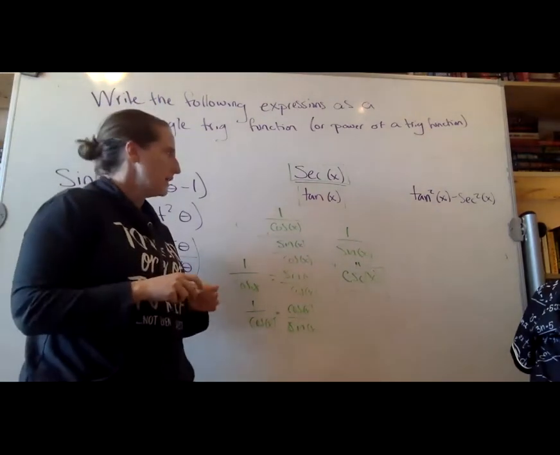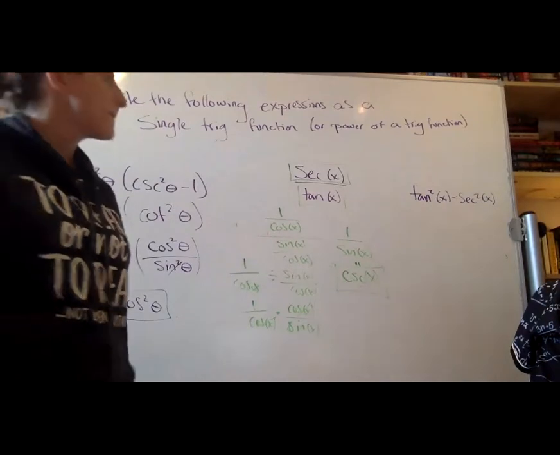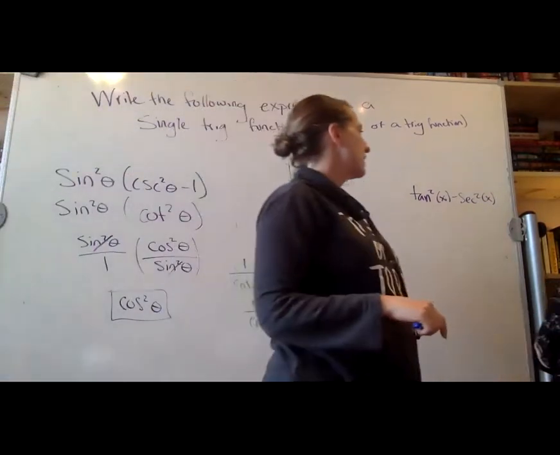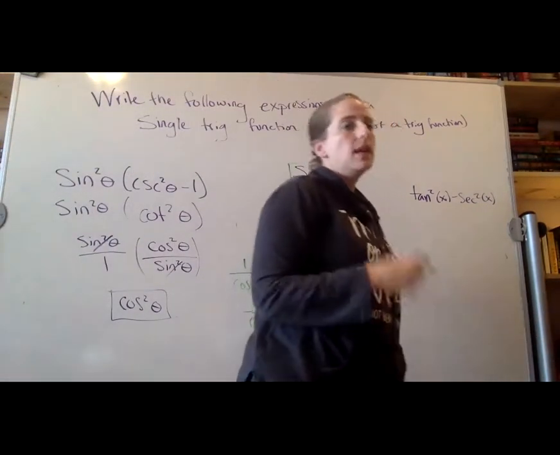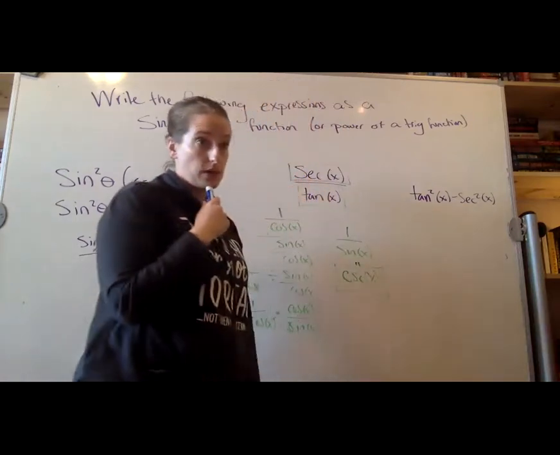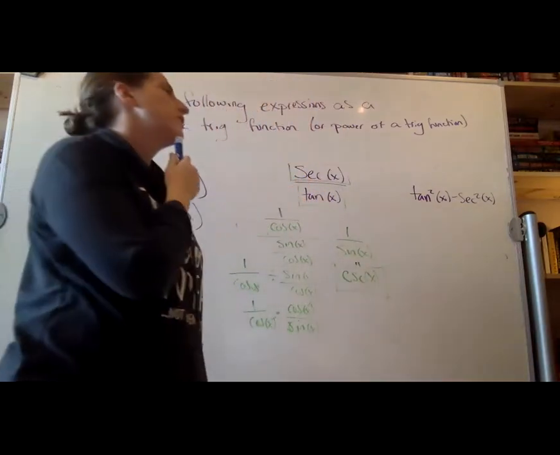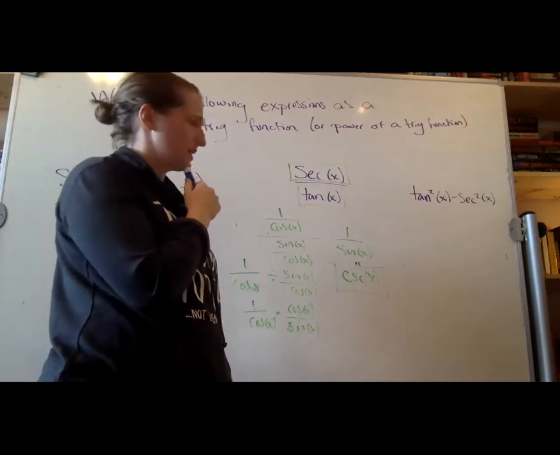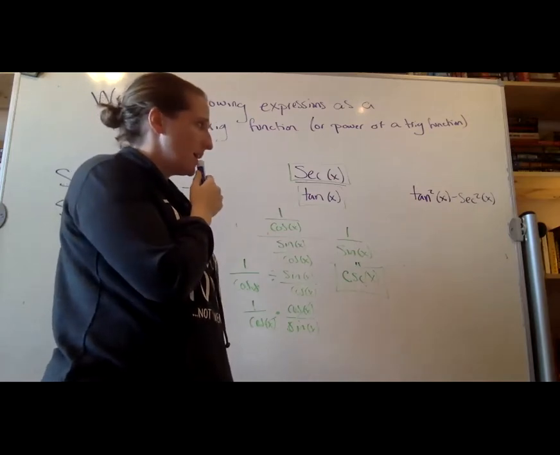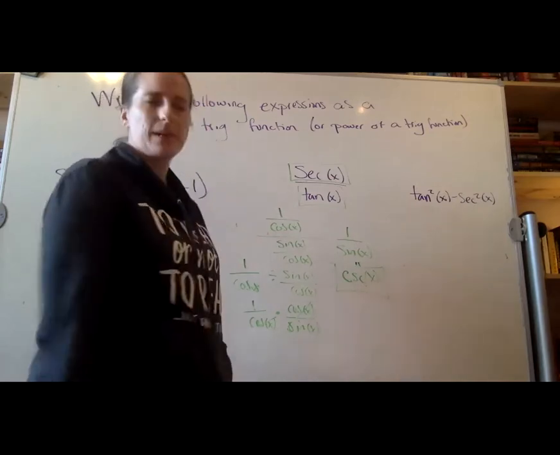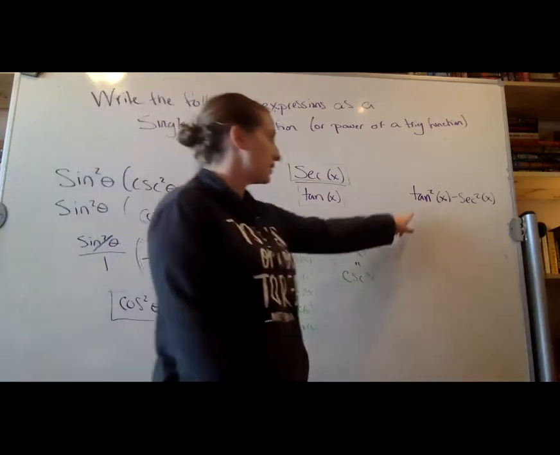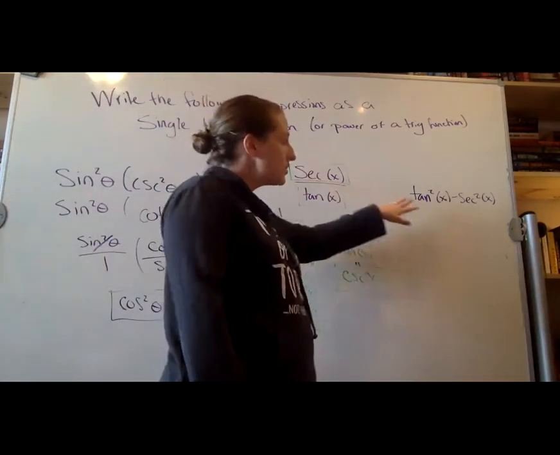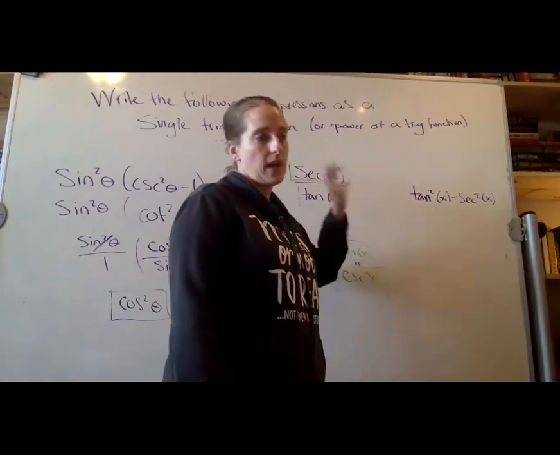Okay. All right, let's look at that last one. Last one, tangent squared of x minus secant squared of x. Now there are several ways to approach this one. First, when I look at this, it sort of looks like a Pythagorean identity, because it has the squareds in there, right? So we could try to tackle this by thinking of it as a Pythagorean identity.